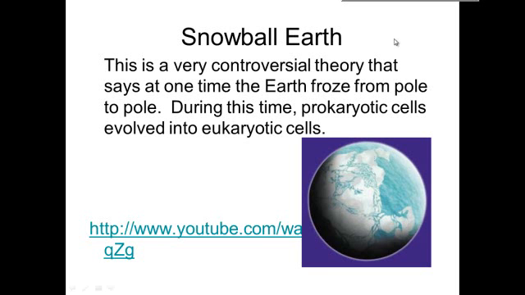Well, after we had bacteria around for a long time, one of the things that they think happened, which was really important, was that the Earth's surface froze from pole to pole. It's the only time in the Earth's history that they think this probably happened. But during this time, we went from prokaryotic cells to eukaryotic cells. So we're going to watch this YouTube video that's going to describe this.